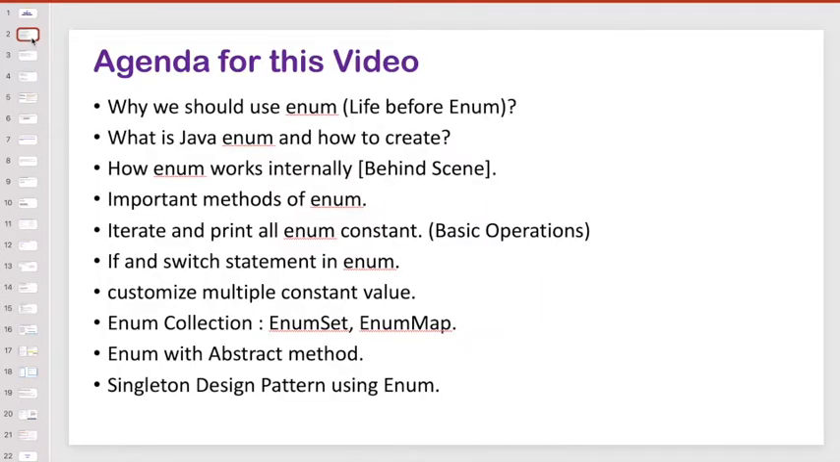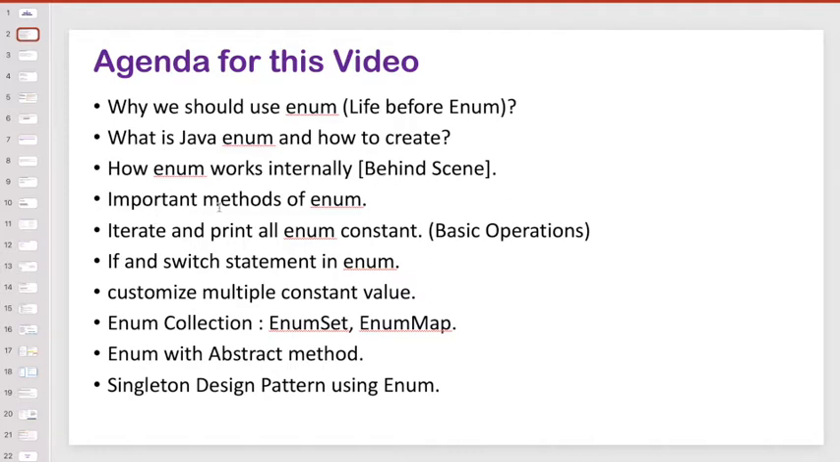So what is the agenda for this video? Before going deep inside the enum, first we have to understand why the enum was required. Without enum, how was the developer's life, why was enum required, and then we will come to know how to create the enum, how to define the enum, and how the enum works behind the scenes. When you create the enum, how does it convert into basic code, right?